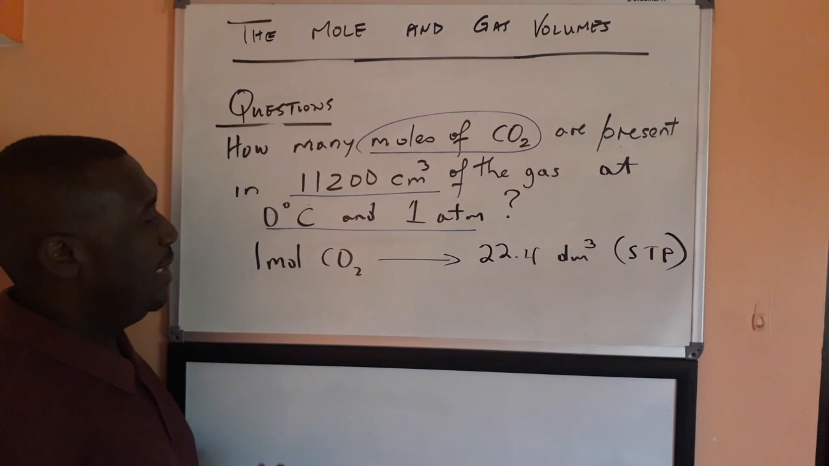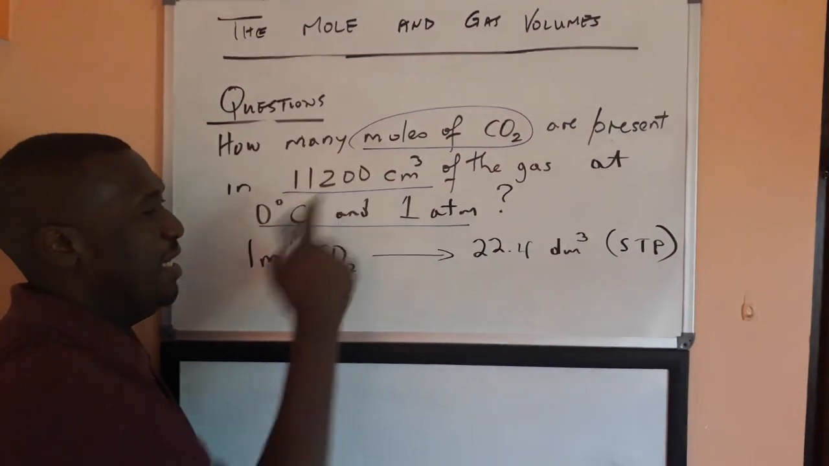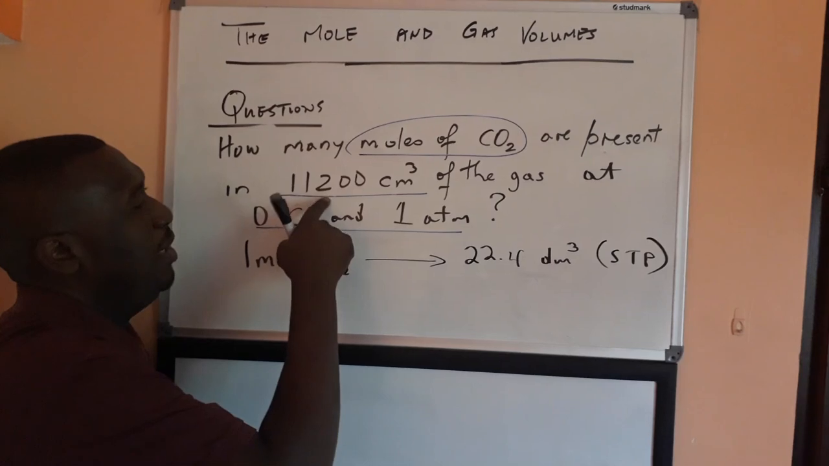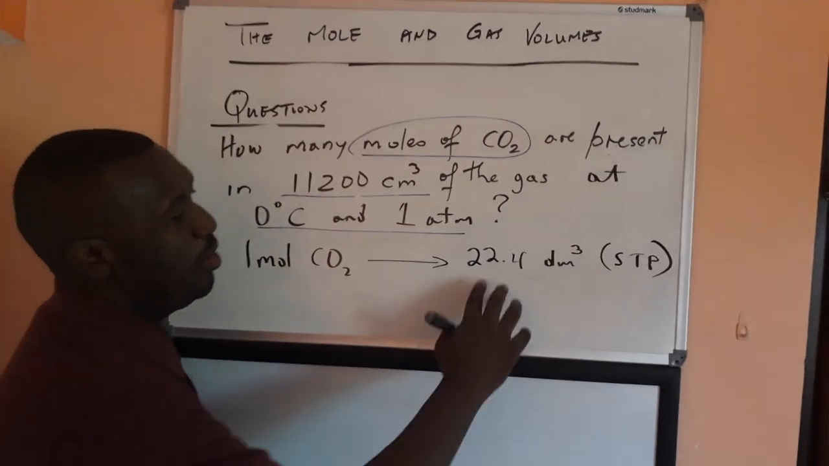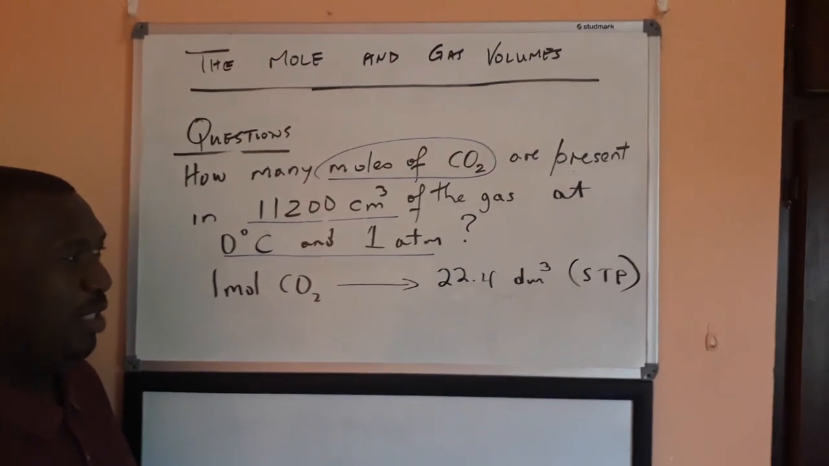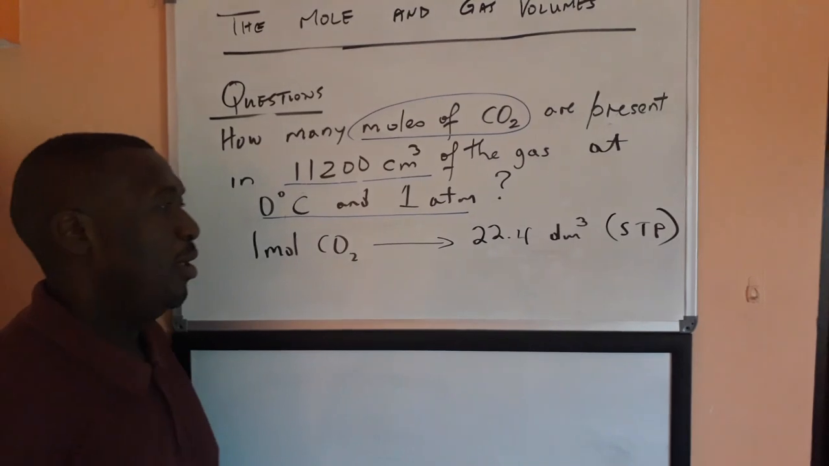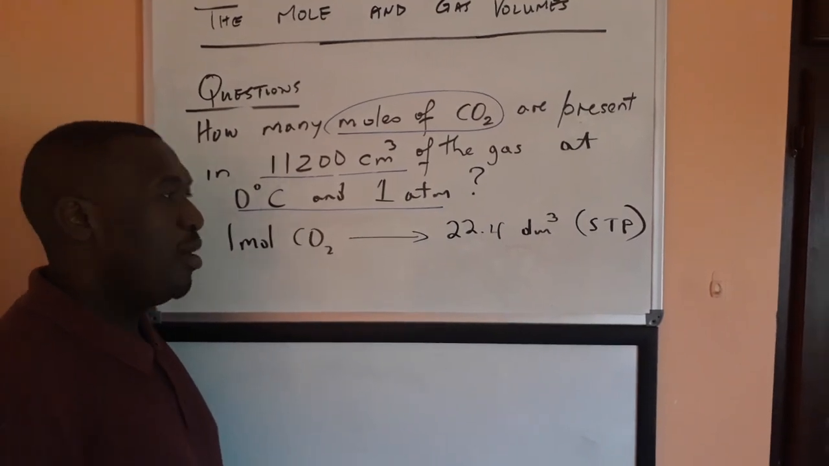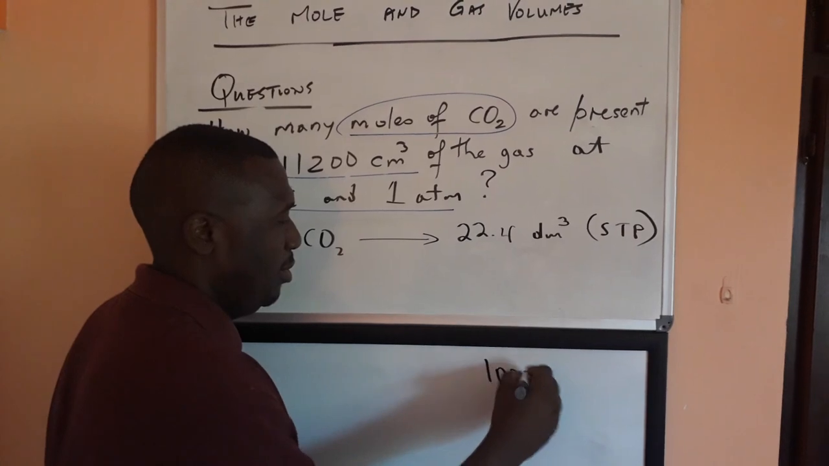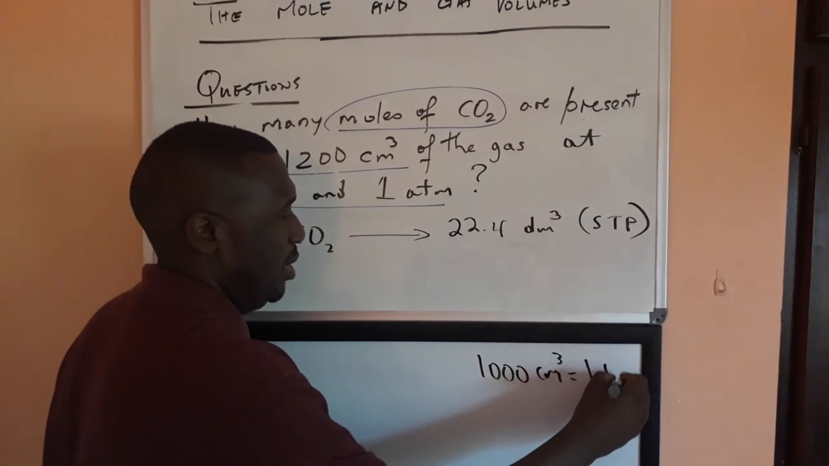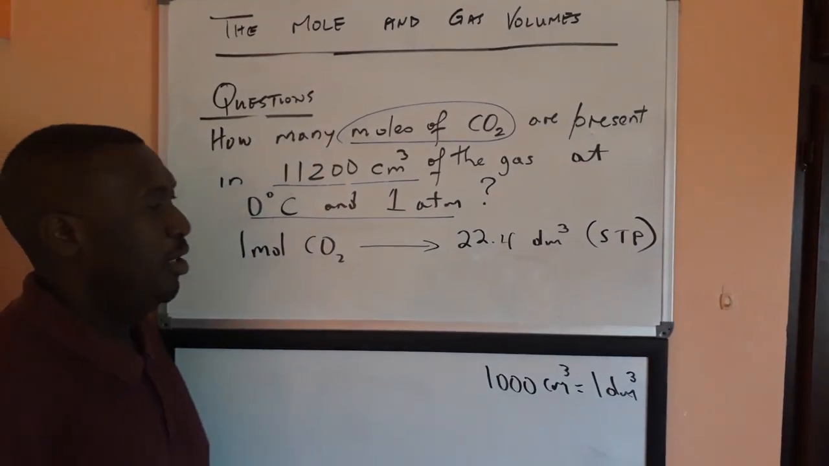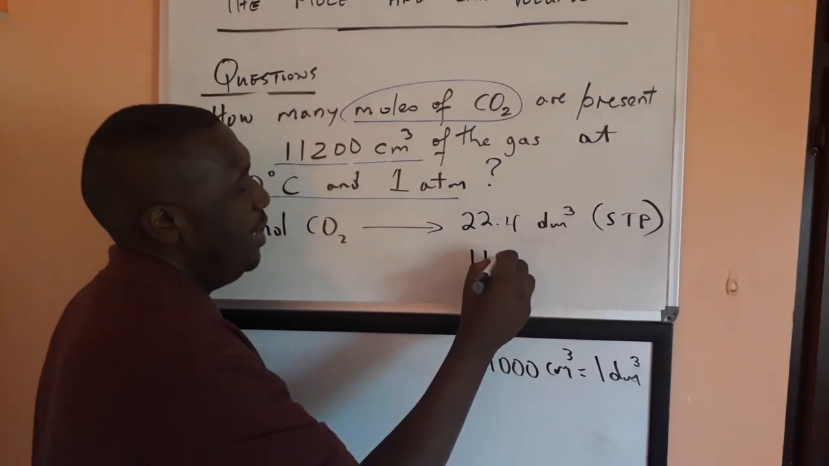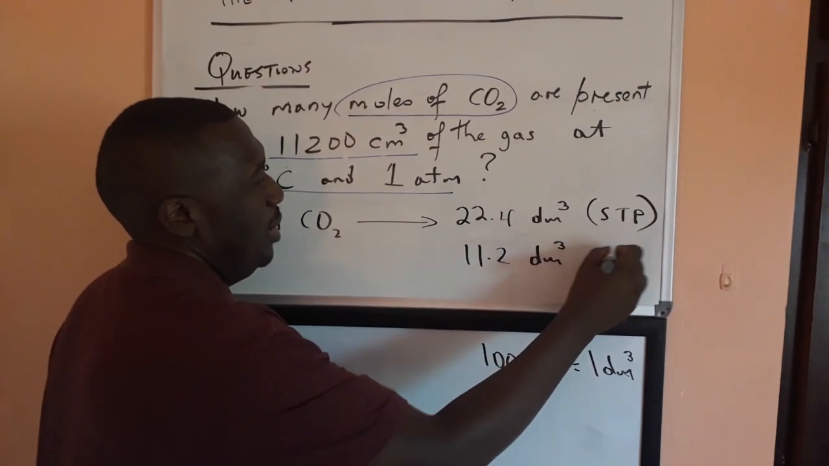Now, the question says 11,200 centimeter cubed. That's a volume. This is decimeter cubed. So you have two options. You can convert 11,200 centimeter cubed to decimeter cubed, or you can convert 22.4 decimeter cubed to centimeter cubed, but you must work in one unit for the volume. So I'm going to convert 11,200 centimeter cubed to decimeter cubed. Now, since 1,000 centimeter cubed equals 1 decimeter cubed, and you must know your volume conversions, then 11,200 centimeter cubed will be 11.2 decimeter cubed at STP.